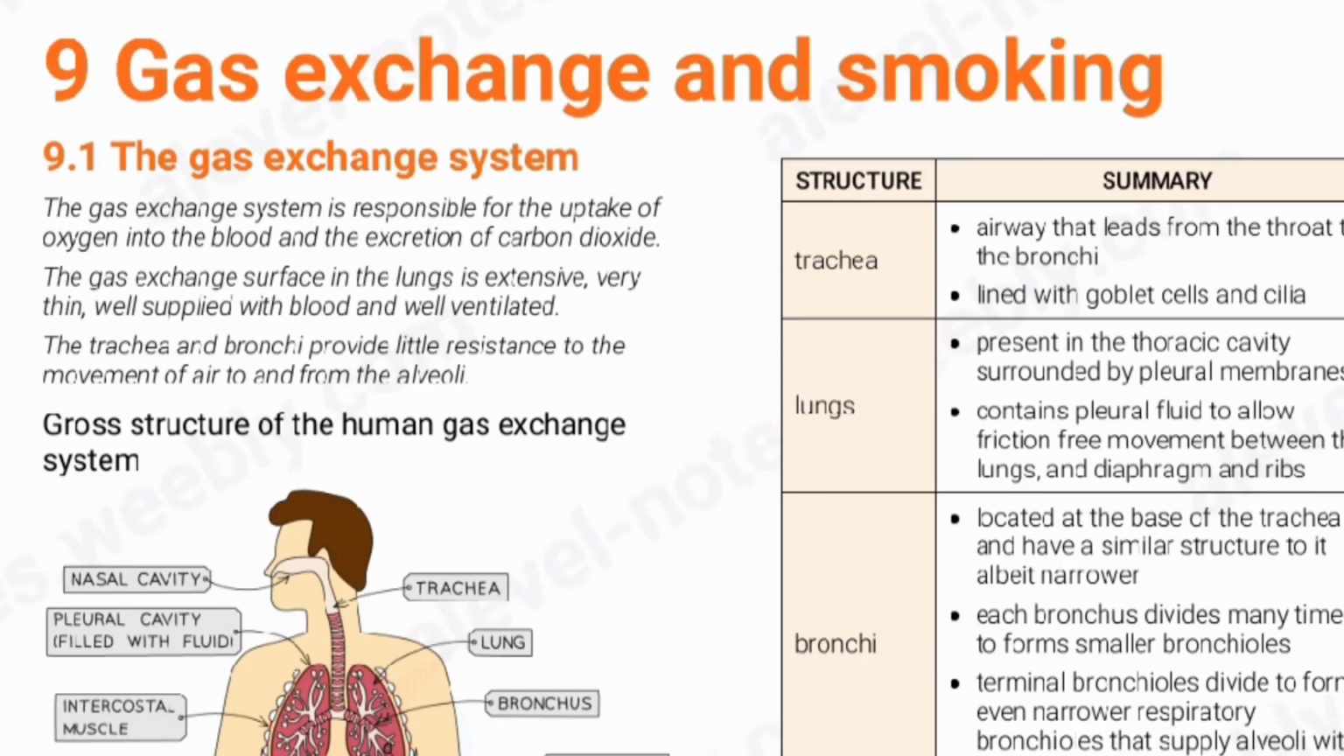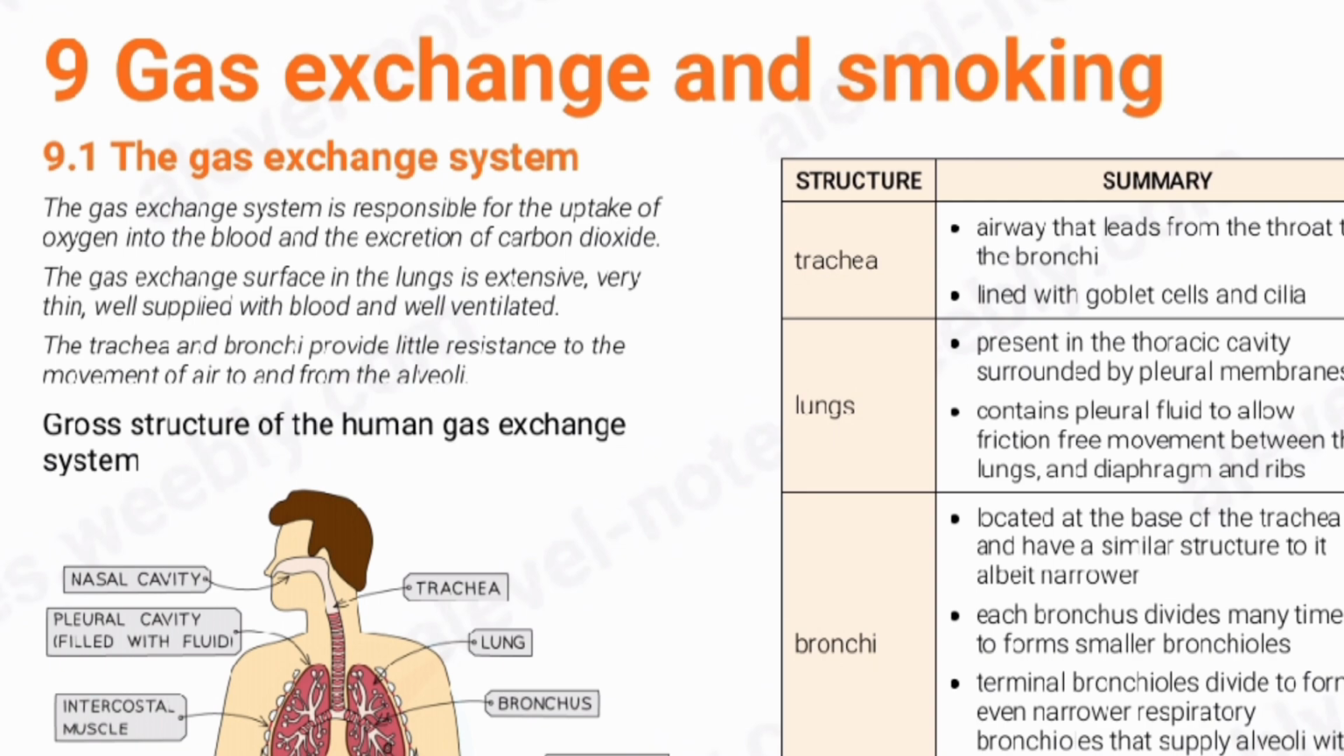So yesterday we discussed gas exchange and smoking. Then we said that the gas exchange system is responsible for the uptake of oxygen into the blood and the excretion of carbon dioxide. And what we simply said again is this gas exchange surface in the lungs is extensive, very thin, well supplied with blood and well ventilated. And the trachea and the bronchioles provide little resistance to the movement of air to and from the alveoli.